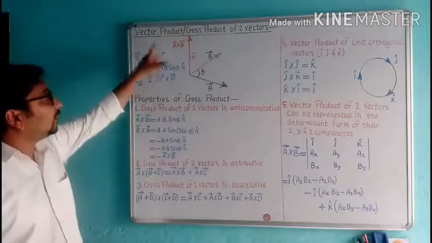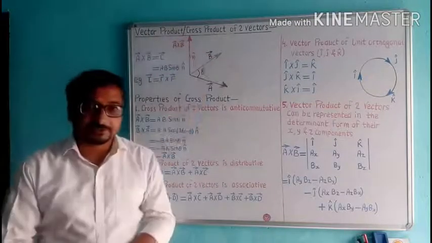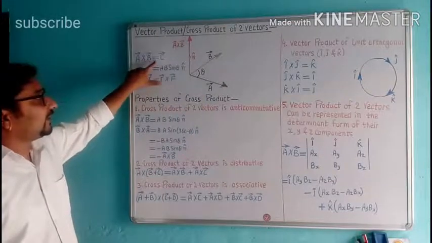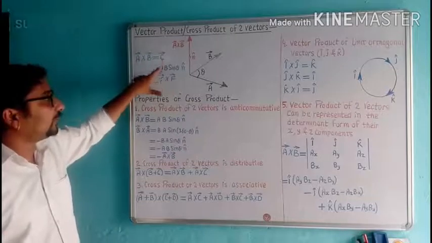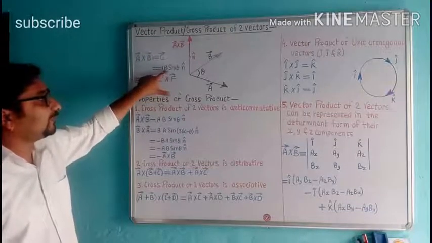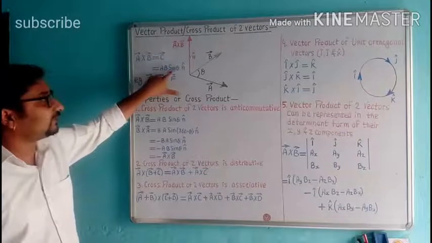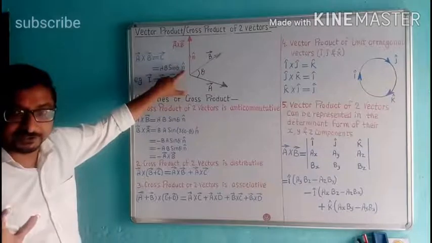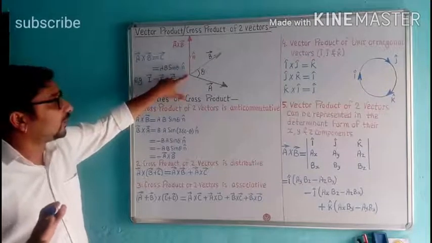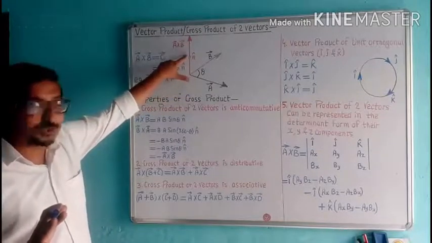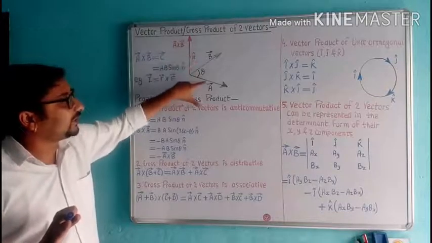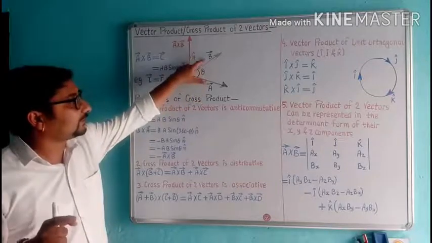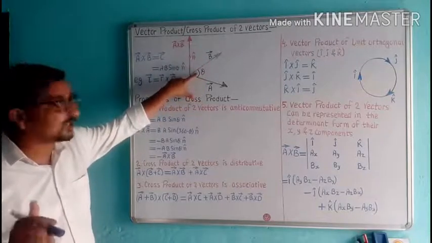Today we will discuss vector product or cross product of two vectors. The vector product of two vectors is another vector whose magnitude is equal to the product of the magnitude of two vectors and the sine of the smaller angle between them. Here n cap is the unit vector which is along the normal to the plane containing vector A and vector B.